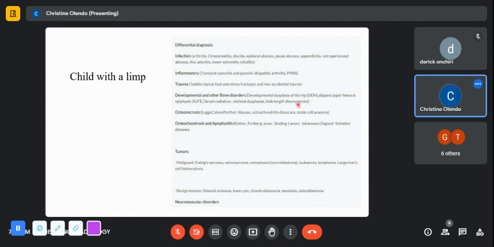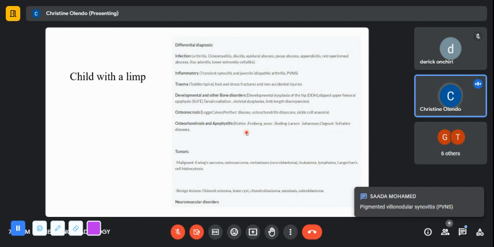Developmental, you have DDH and SUFE. You can also have tarsal coalition. In osteonecrosis, the differentials can be either sickle cell anemia, Legg-Calvé-Perthes disease, or osteochondritis dissecans. And then you have osteochondrosis.